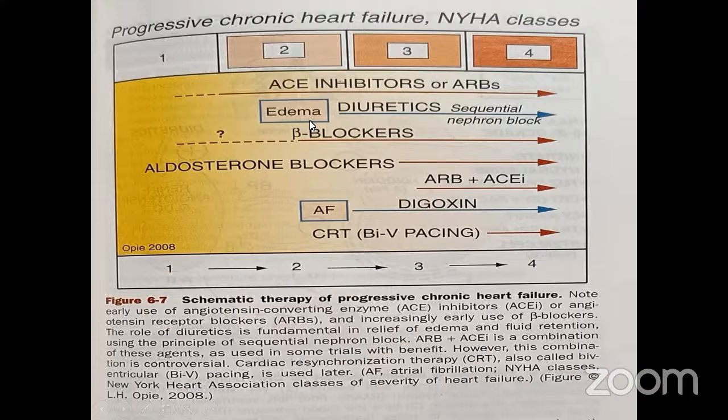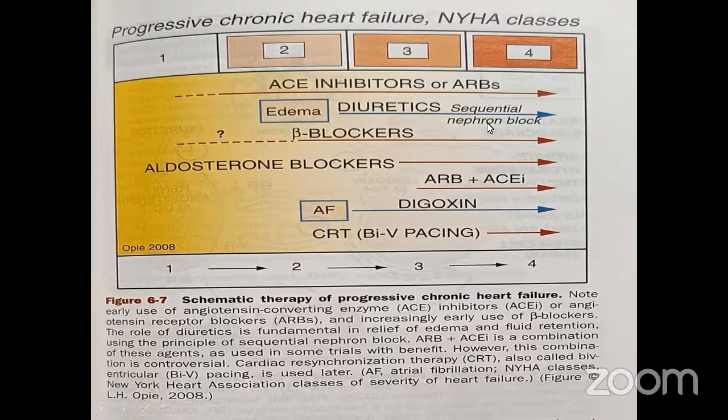Then if edema starts, add diuretics, where we can use a sequential nephron blockade. What do you mean by this? Sequential nephron blockade means one after the other it should block. For example, loop diuretics with thiazides with spironolactone. All three when used together are known as sequential nephron blockade.